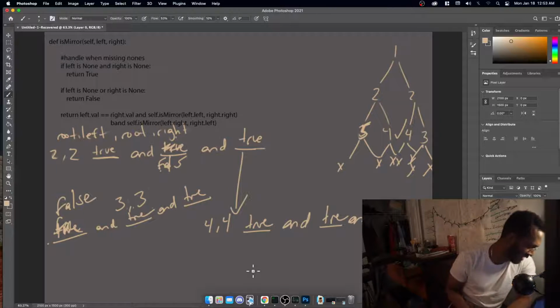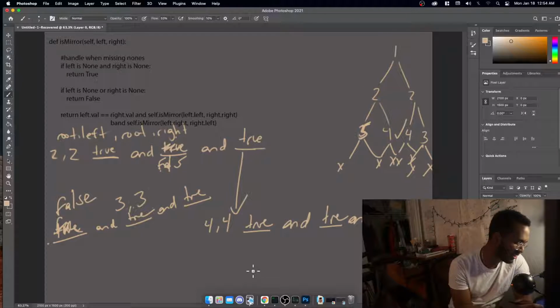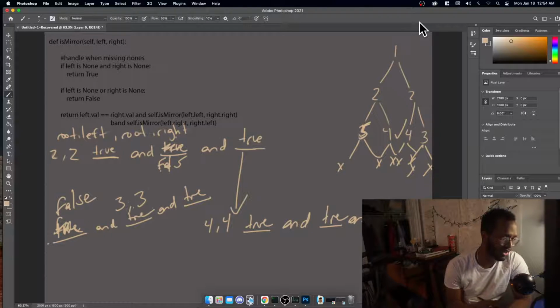Now, what is the time and space complexity, right? So the time complexity, since we never cross over any nodes twice or anything like that, this is just a linear traversal. We only visit each node in this tree once, so it's linear time.